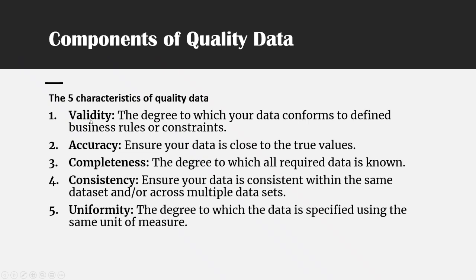The first characteristic is validity. It tells you the degree to which your data conforms to defined business rules or constraints. You have to think of accuracy. That means you have to ensure your data is close to the true value. I like this one. Data is known. And then the fourth one, as you can see, ensures your data is consistent within the same data set or across multiple data sets. And then also there's uniformity, which tells you the degree to which the data is specified using the same unit of measure.